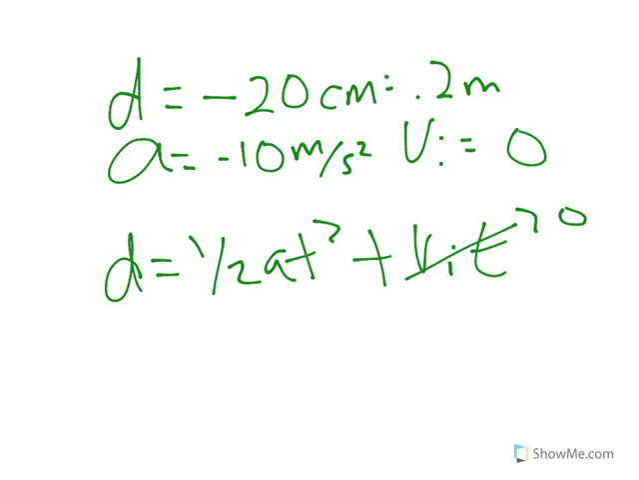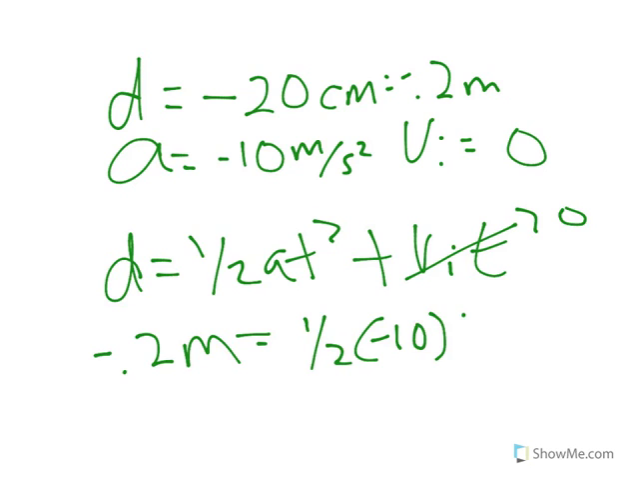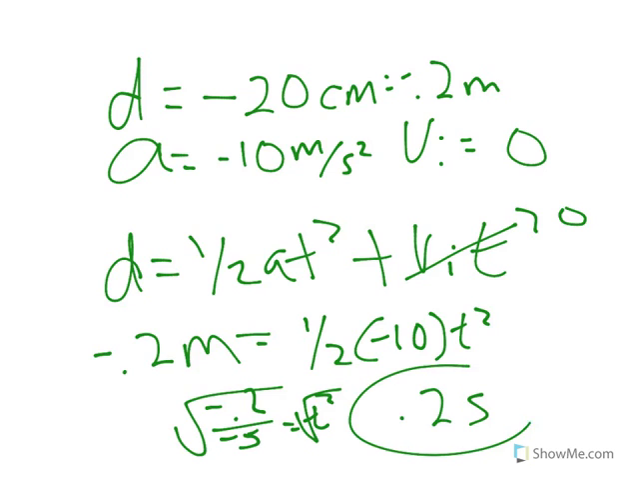So we're left with negative 0.2 meters. Sorry, that should be negative because it's falling down. Equals 1/2 times negative 10 times t squared. And so we solve for t squared, and we get negative 0.2 over negative 5 equals t squared, and we square root, and we get 0.2 seconds. So the time would be equal to 0.2 seconds. Please notice how the negatives cancel out. That's important to remember. If you end up getting an unreal answer when you square root, check and make sure that something wasn't supposed to be negative.